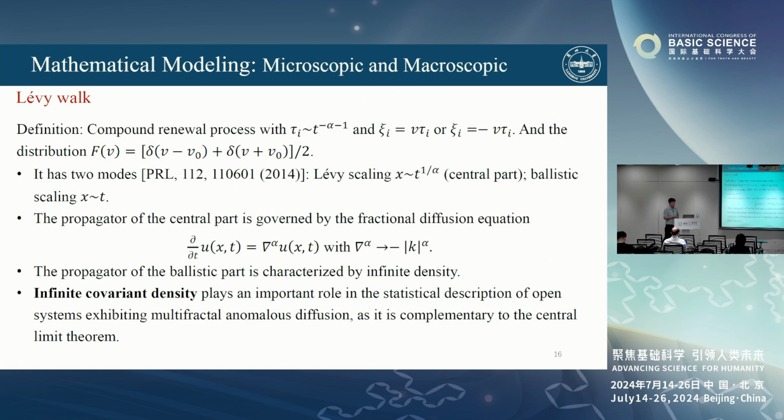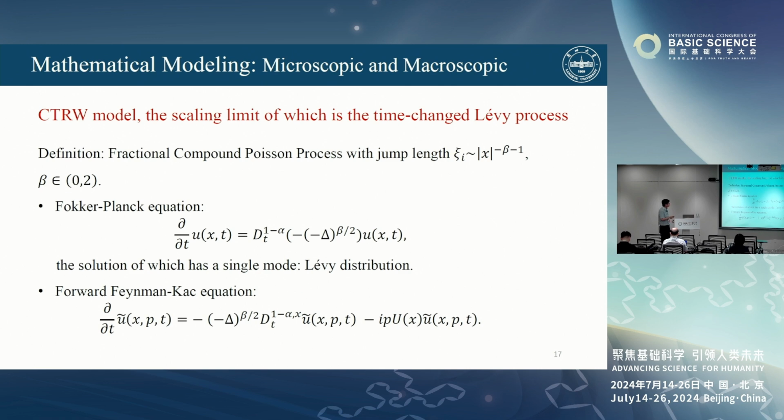Because of this, some new concepts appear, for example, the so-called strong anomalous diffusion. For this one, we cannot just use the central limit theorem to describe it. The central part can be described by the central limit theorem, but for the ballistic part, you must use infinite covariant density to describe it. Also, you can use other ways. For example, the CTRW model is the scaling limit of the time-changed Levy process. If we do some time change, we can get this kind of process.